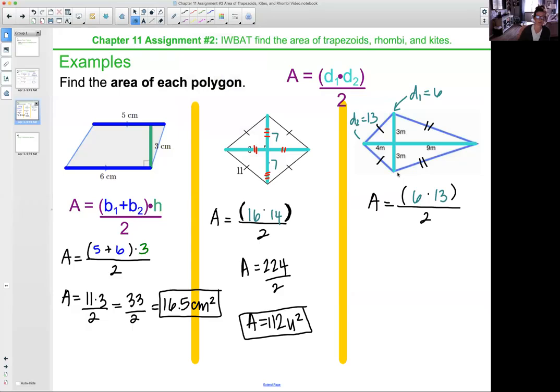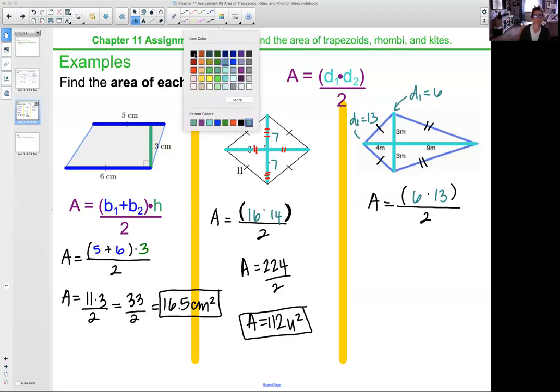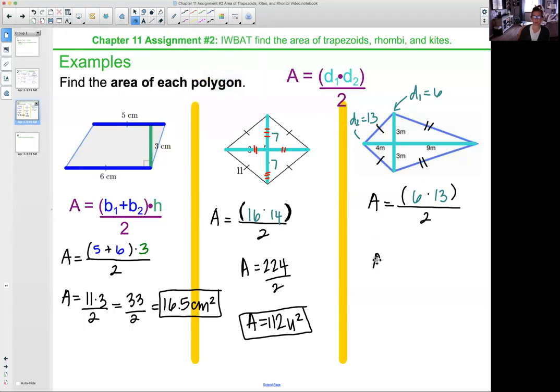Then just simplify and solve. So we've got area equals 6 times 13 is 78, and then divided by 2. So you get the area equals 39. This one does have units in the diagram, so we're going to use meters squared for that one.